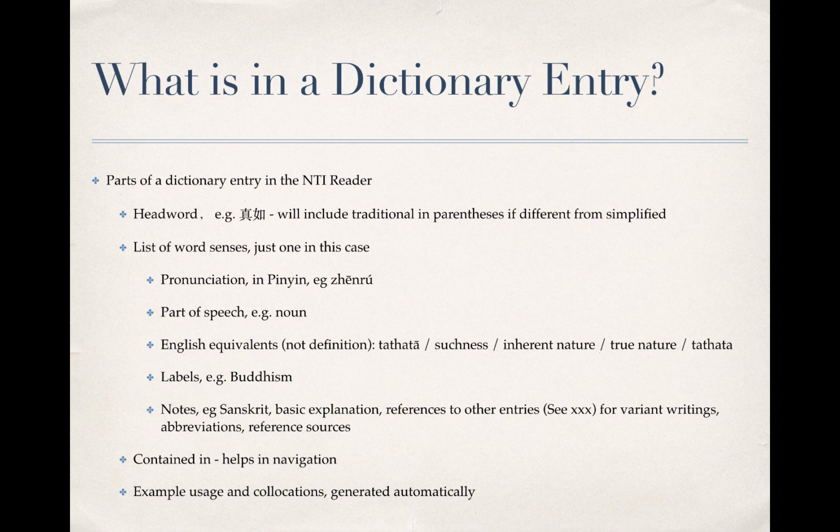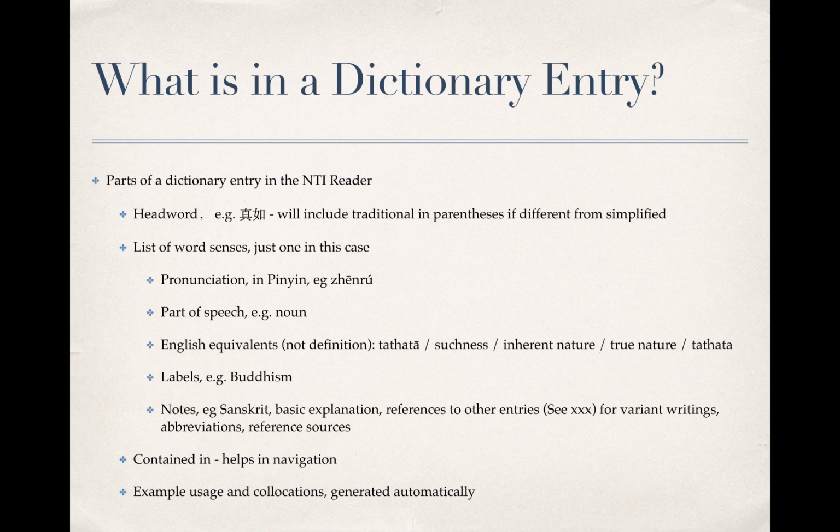English equivalents. Here again, not a definition: tathata, the Sanskrit word, suchness, inherent nature, true nature. You could debate the definition of this particular word for at least an hour. There are also labels to tell you what kind of domain the word is used in, and what kind of concept it is, what kind of thing it is. In this case, the label says that the domain is Buddhism. Some other notes, such as what the Sanskrit equivalent is. In this case, tathata is the Sanskrit equivalent. It may have a basic explanation, maybe some references.